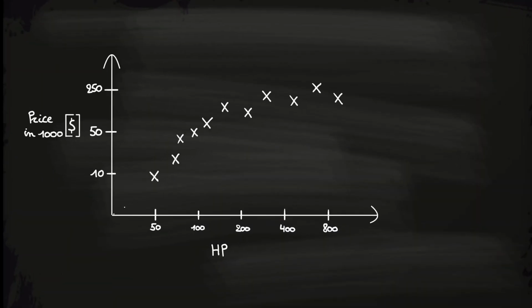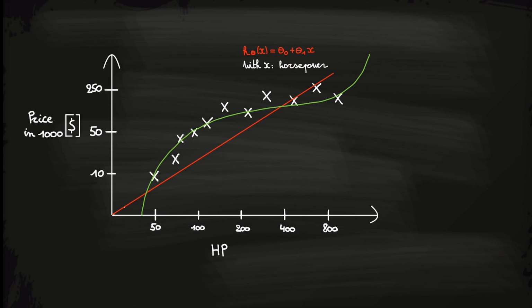Now, take a look at this dataset. It's clear that a straight line won't cut it here. It's like trying to fit a square peg into a round hole. We need something more flexible. So we would like to end up with a hypothesis that looks more like this. This is what we call polynomial regression.